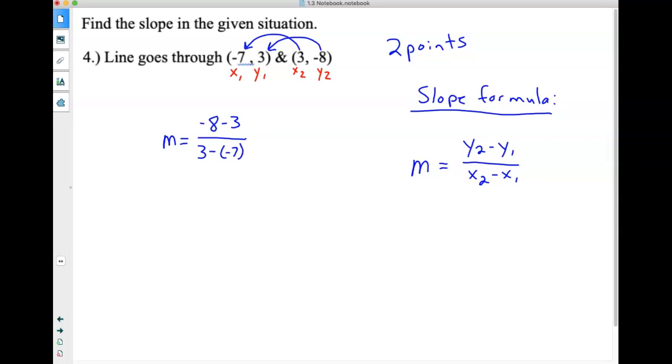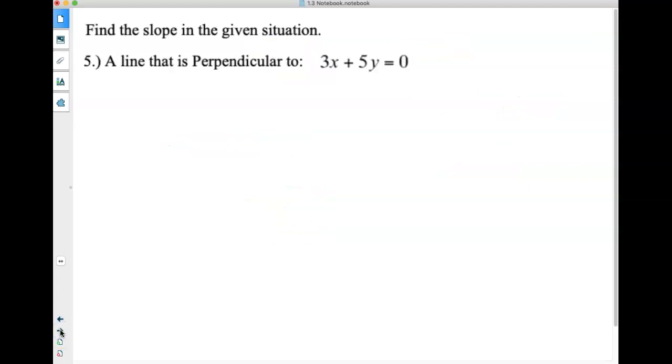Notice how I didn't cheat. I wrote minus and I put the negative 7 in there, because anytime you run into a double negative, minus a negative actually is a positive, right? So that's going to give us negative 8 minus 3 gives us negative 11 over, it's really 3 plus 7, 10. So my slope m equals negative 11 tenths, and that would be the slope between those 2 points, okay? We have a couple more scenarios to look at.